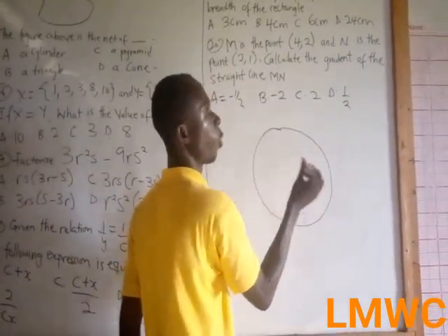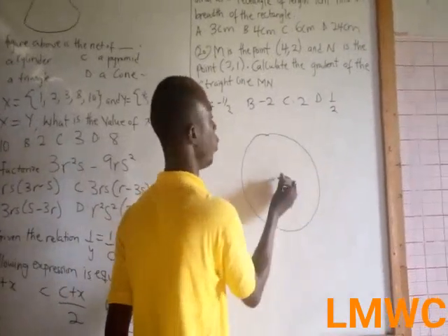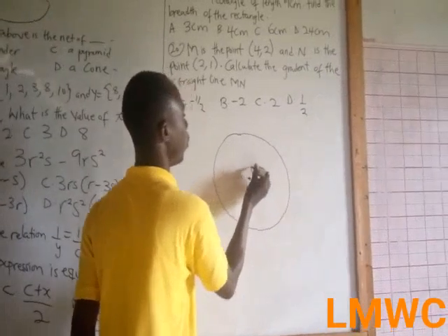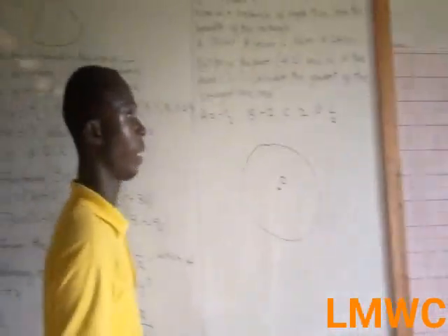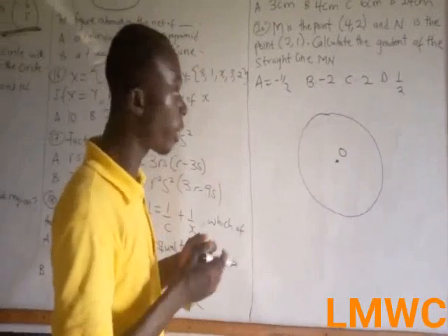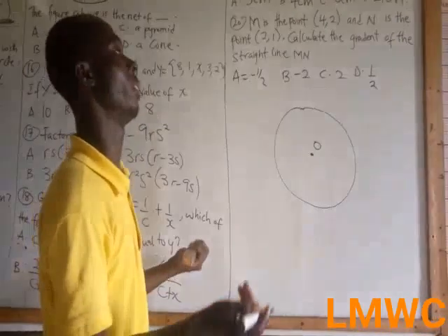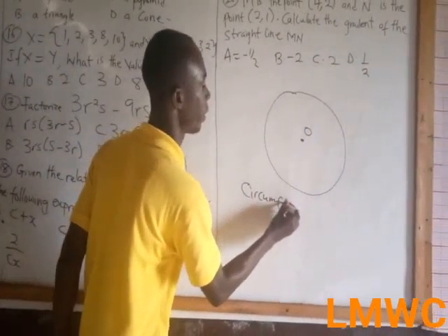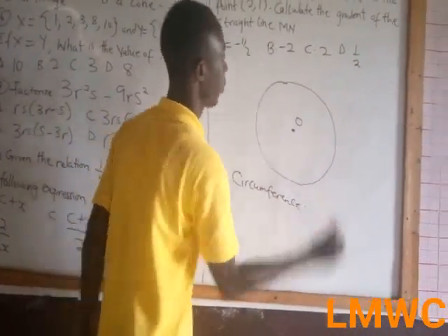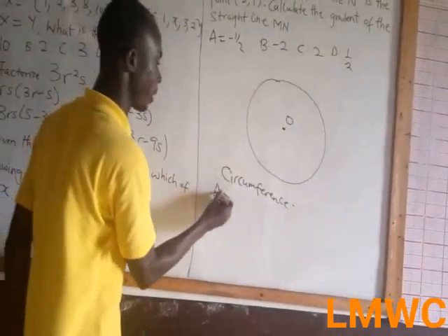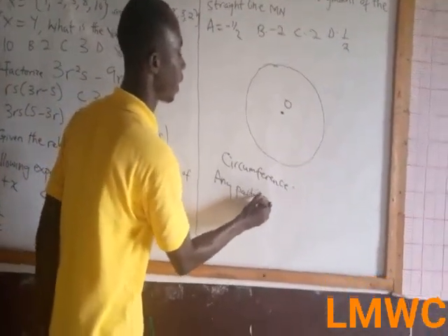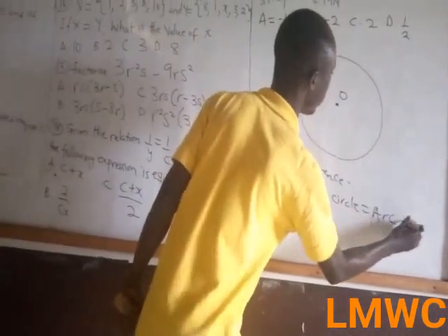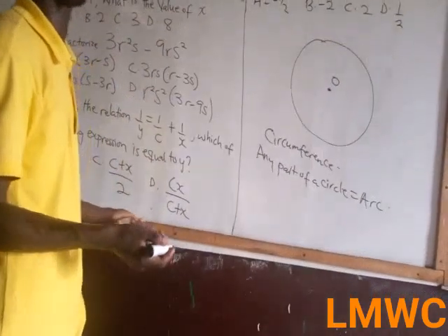If you use your compass and pencil to draw a circle, you see this is your center. Let me name this point O. O is my center. And when we talk of circumference, circumference is the circular part of a circle. Take note. And also, any part of a circle is an arc.